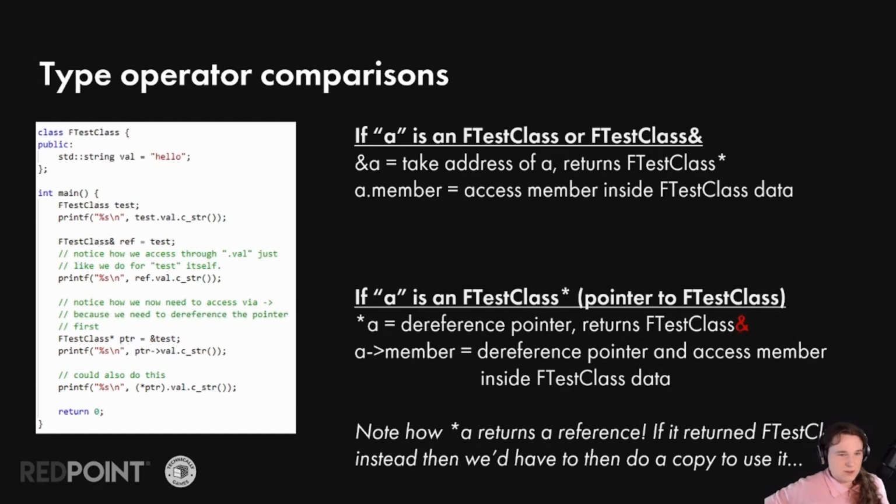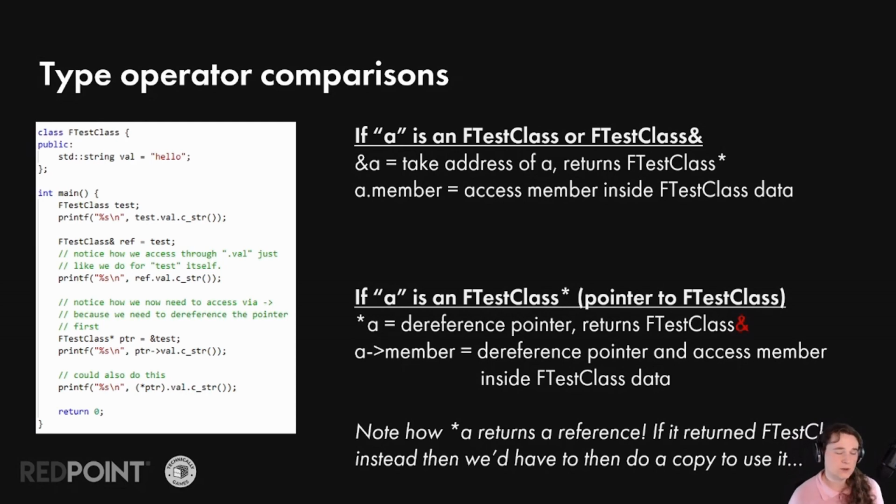Okay. So this is just if we're comparing references versus pointers, right? And how you access members in them. So if we have an ftest class on the stack, we just access the members through the dot operator, right? Which is just access the member.